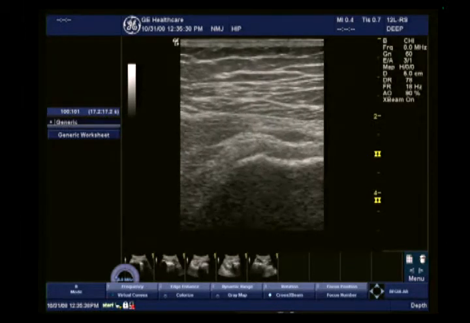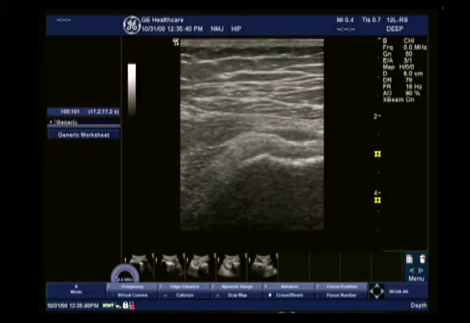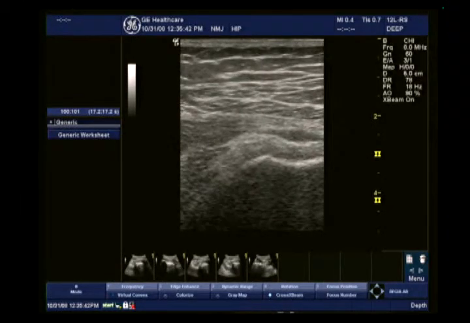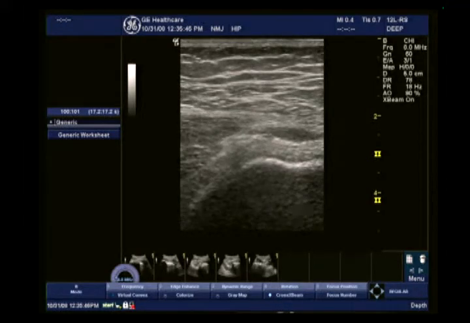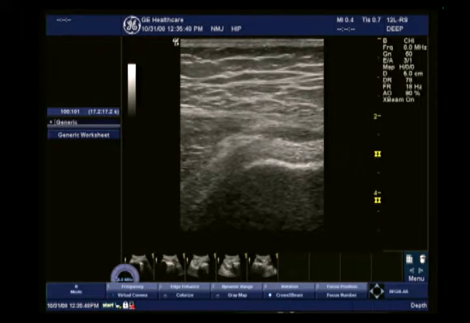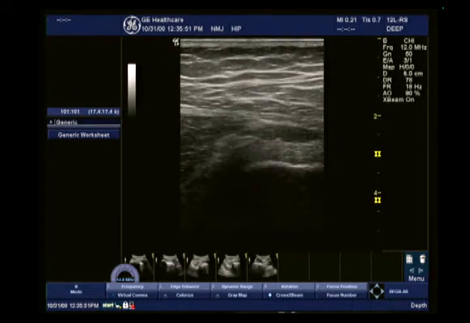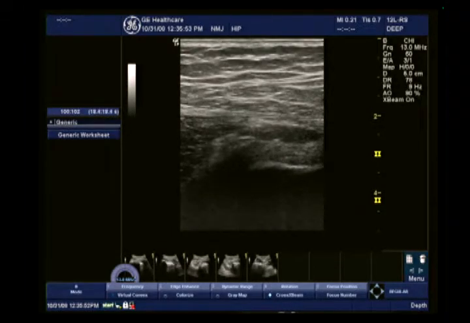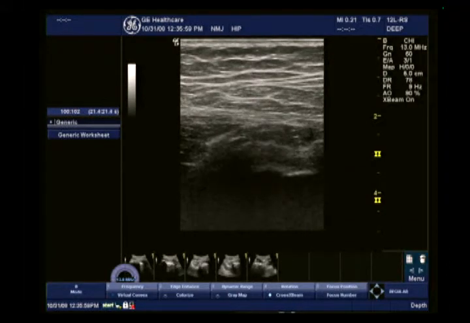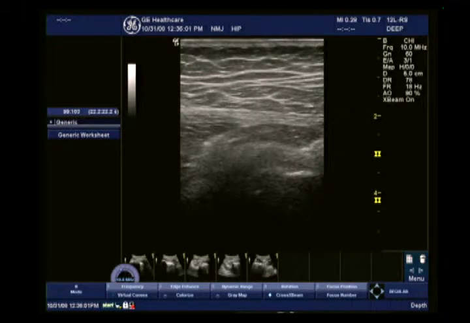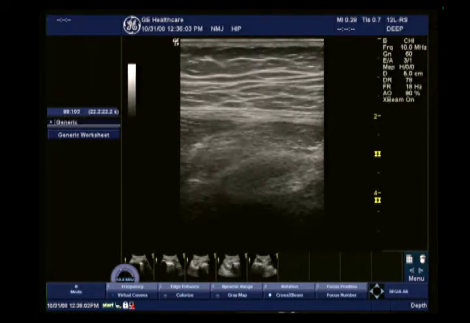And one of the nice things to demonstrate is what happens when you change the frequency. As I increase the frequency, remember the higher frequency looks for more superficial structures. So as I go from 8 to 10, to 12, and to 13, we only focus in on the superficial structures and lose all the deep structures. And this is why when performing the hip exam, 8 to 10 megahertz is really where you want to focus on.